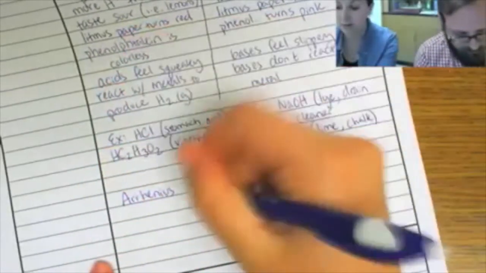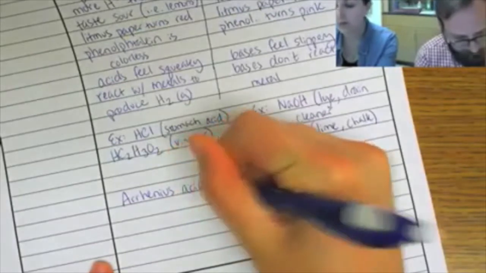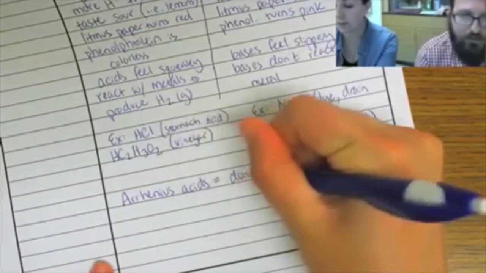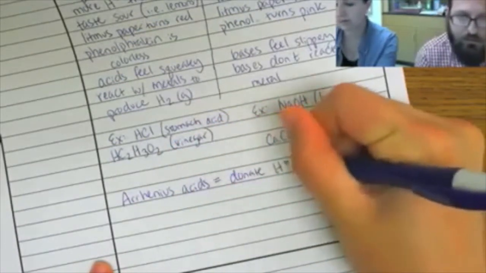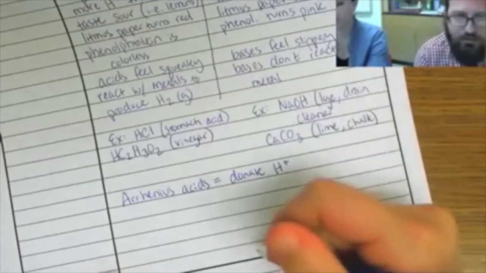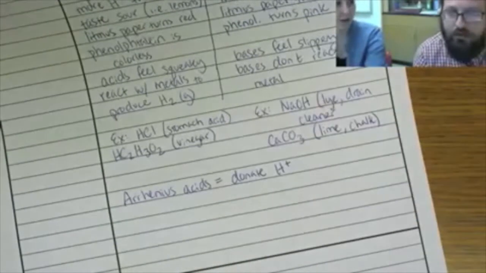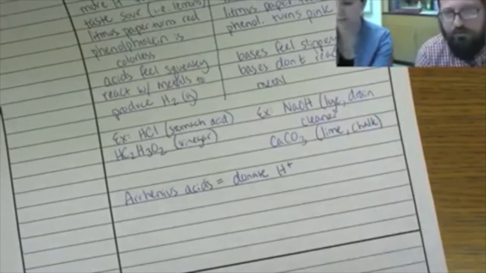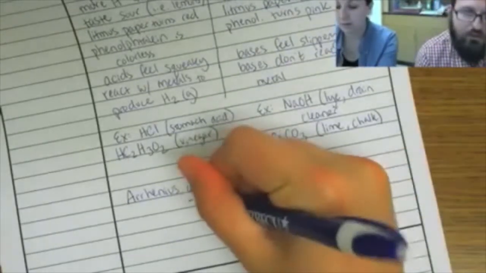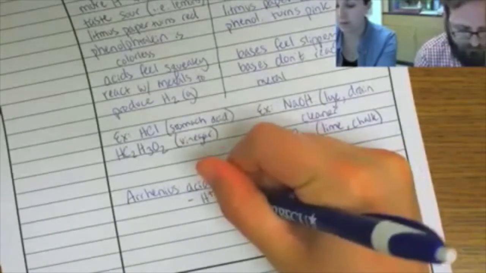Arrhenius acids donate H+ in a chemical reaction. So hydrogen. Yes, donate a hydrogen ion. They donate hydrogen ions, and that means that the concentration of hydrogen ions in the solution will go up. It will increase.